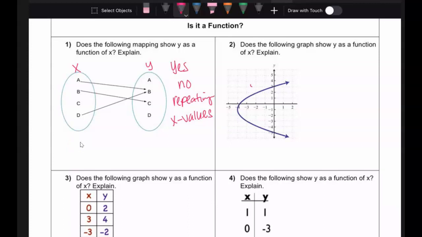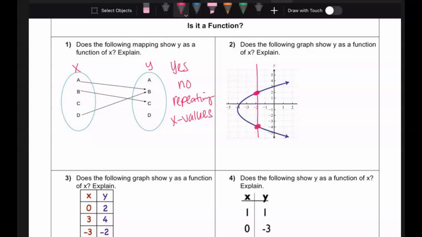Now for number 2, it's still the same idea, so you see the wording is still similar. Does the following graph show y is a function of x? Still asking is it a function, but this time it is asking for you to be able to do it from a graph. So remember, when we have a graph, we have this very useful tool called the vertical line test. A vertical line test will go straight up and down, and it tells you, okay, if I draw a vertical line through my graph or through the shape they give me, and it only hits one time, it is a function. However, if it hits more than one time, it is not a function.